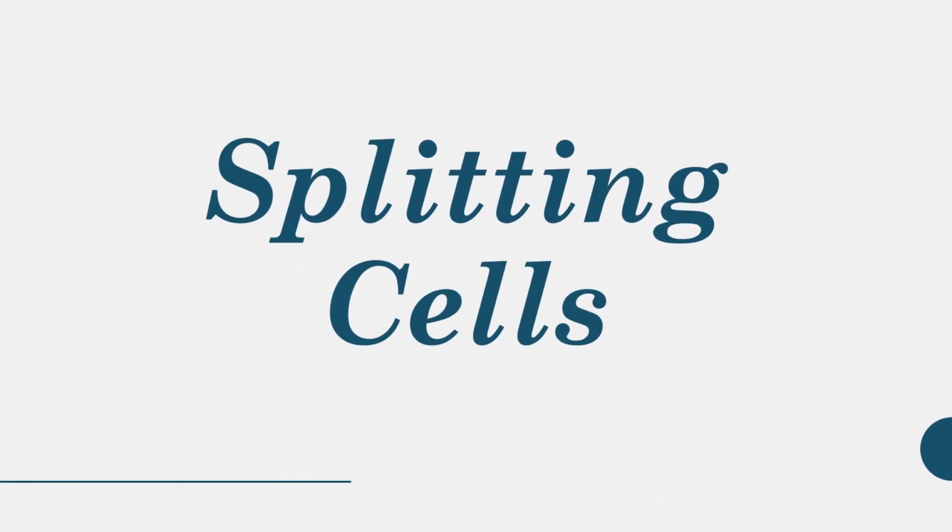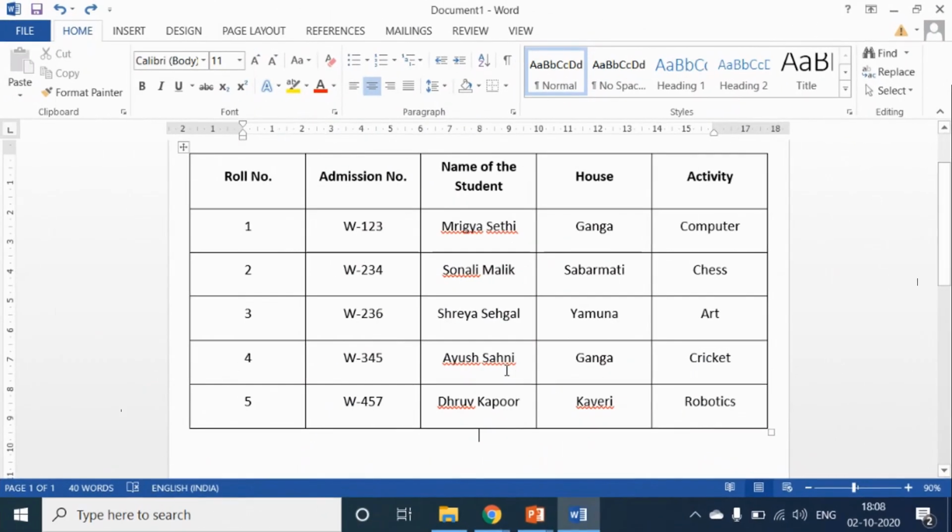Let's move on to another task, that is splitting cells. Students, let's see splitting cells. Splitting cells refers to dividing a single cell into multiple cells. First of all, position the cursor in the cell that you want to split. So here I want to split the Art cell.